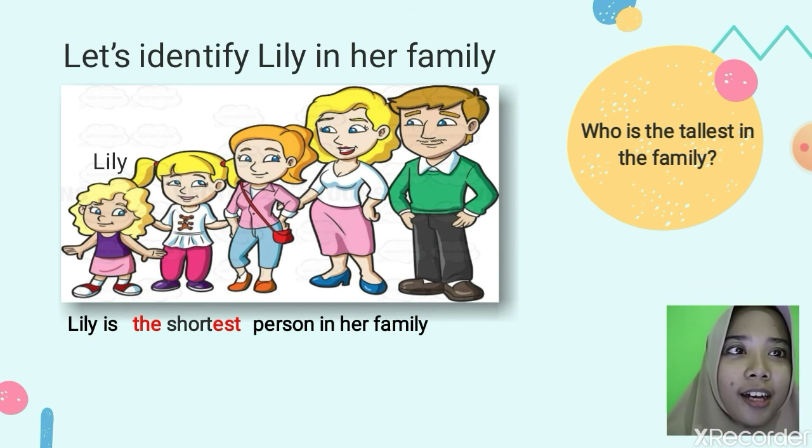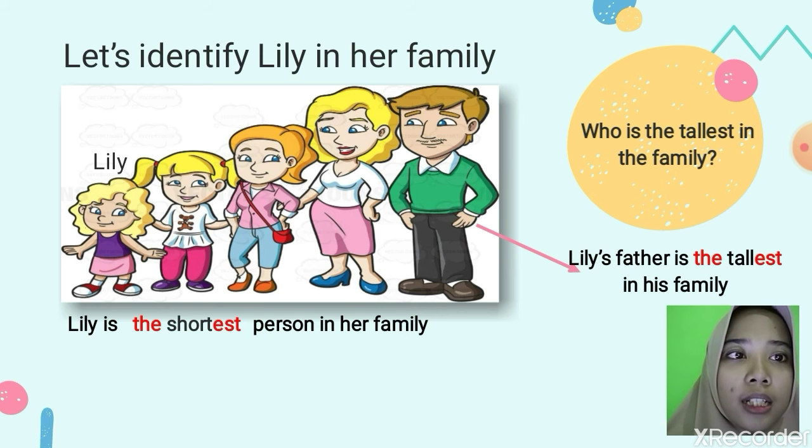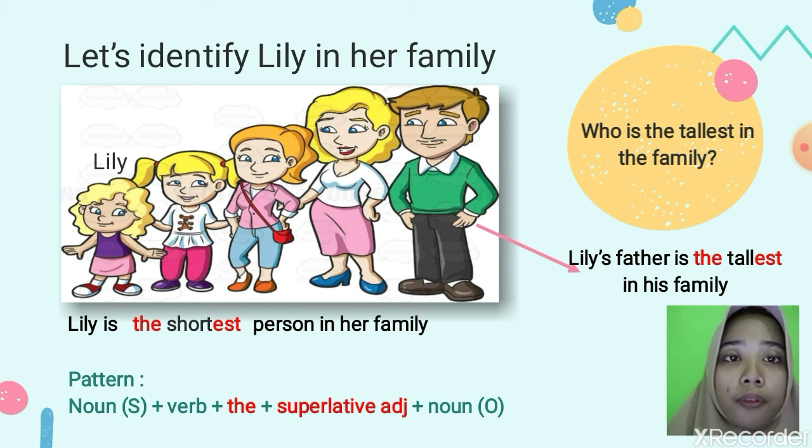And I have a question for you: who is the tallest in the family? So I want to point Lily's father. So we can say Lily's father is the tallest in his family. So for superlative adjective, we can conclude that it also has a pattern, and the pattern is noun as subject plus verb plus the plus superlative adjective and plus noun as an object.